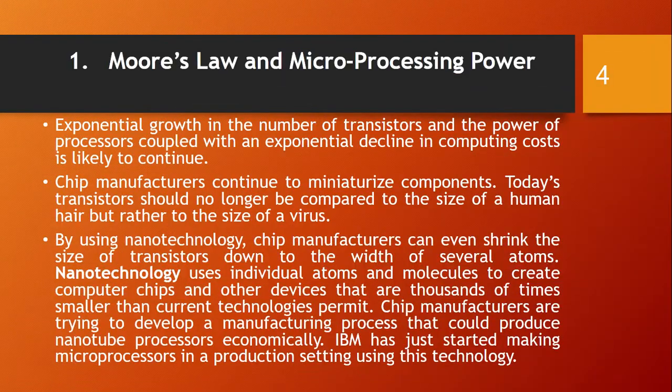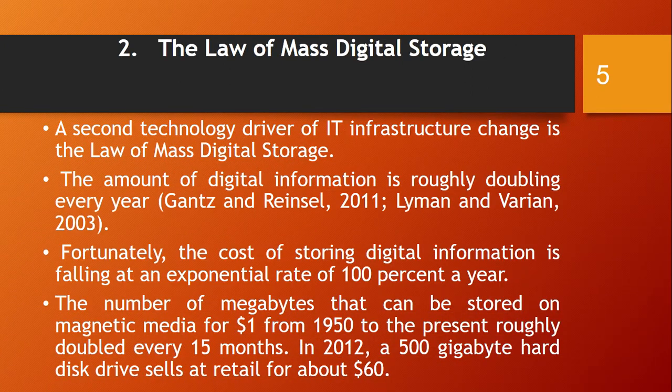The second technology driver that we covered was the law of mass digital storage. According to this law, the cost of data storage is decreasing exponentially. The number of megabytes that can be stored on magnetic media for $1 from 1950 to the present roughly doubled every 15 months. So in 2012, a 500 gigabyte hard disk drive sold at retail for about $60.